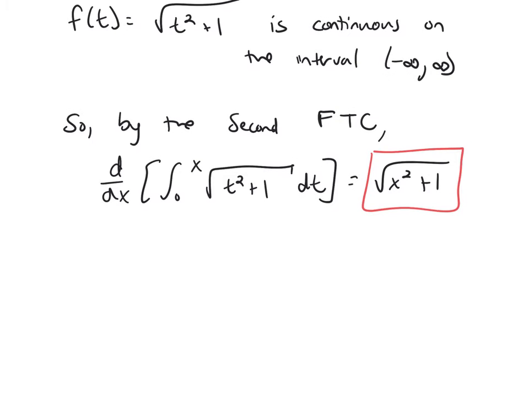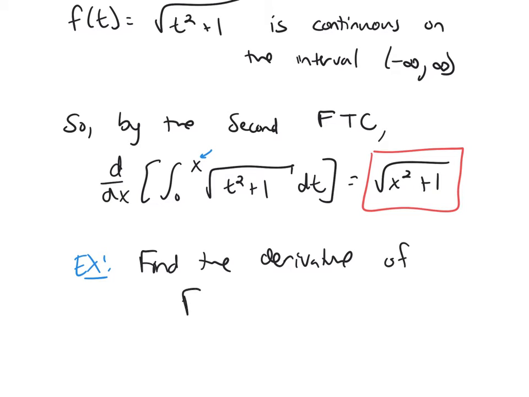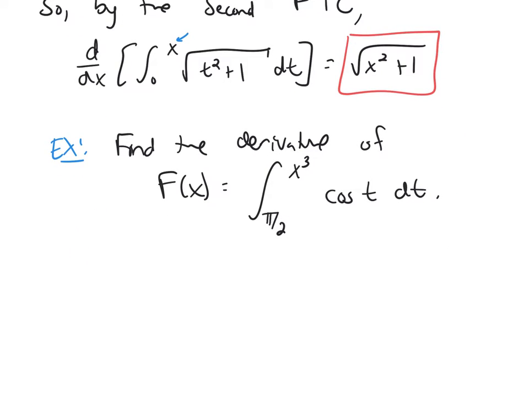Okay, so what happens when your upper bound here, the number on the top, is not just x? Let's look at an example there. Say I want you to find the derivative of the function F of x, which will be the integral from pi over 2 to x cubed of cosine t dt. So the problem is that x cubed is too complicated. We wanted it to just be an x.